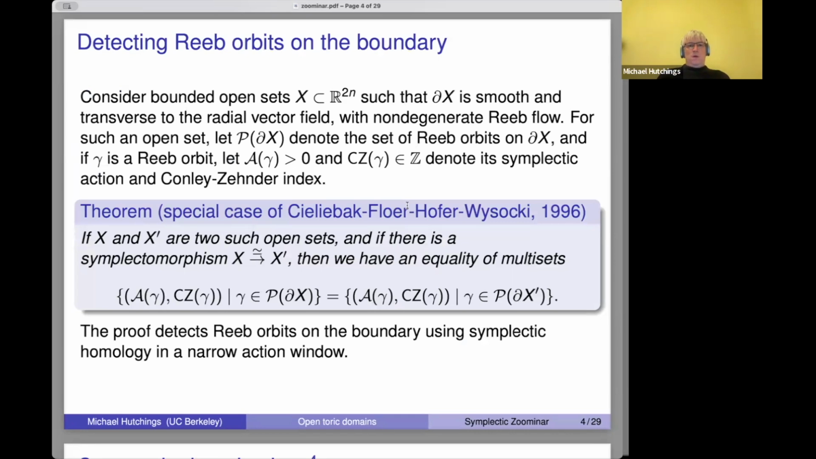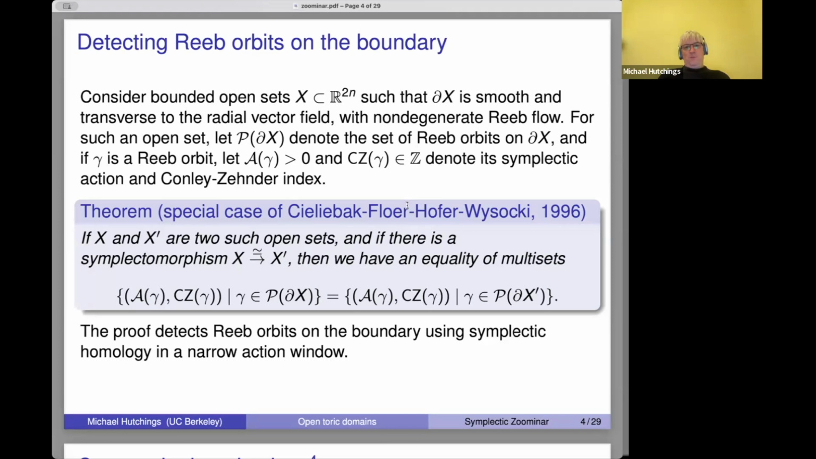So let's consider a nice kind of bounded open set where the boundary is a smooth hypersurface which is transverse to the radial vector field. Sometimes people call that star-shaped. And if it's transverse to the radial field, then the standard Liouville form on R^{2n} restricts to a contact form on the boundary of X. So it has an associated Reeb vector field.